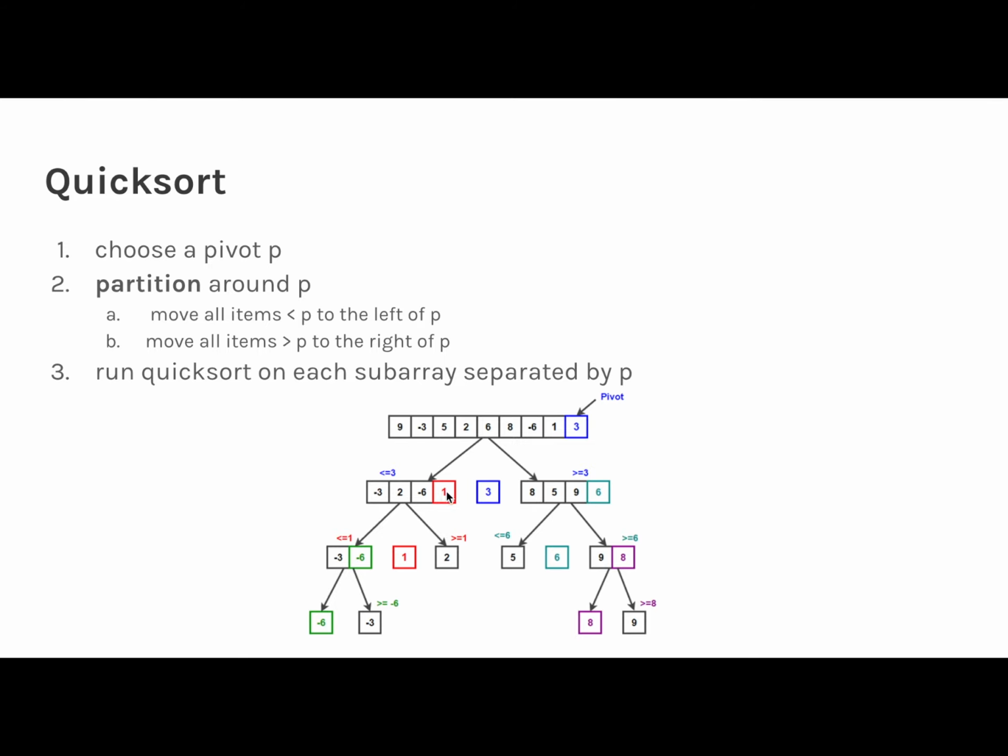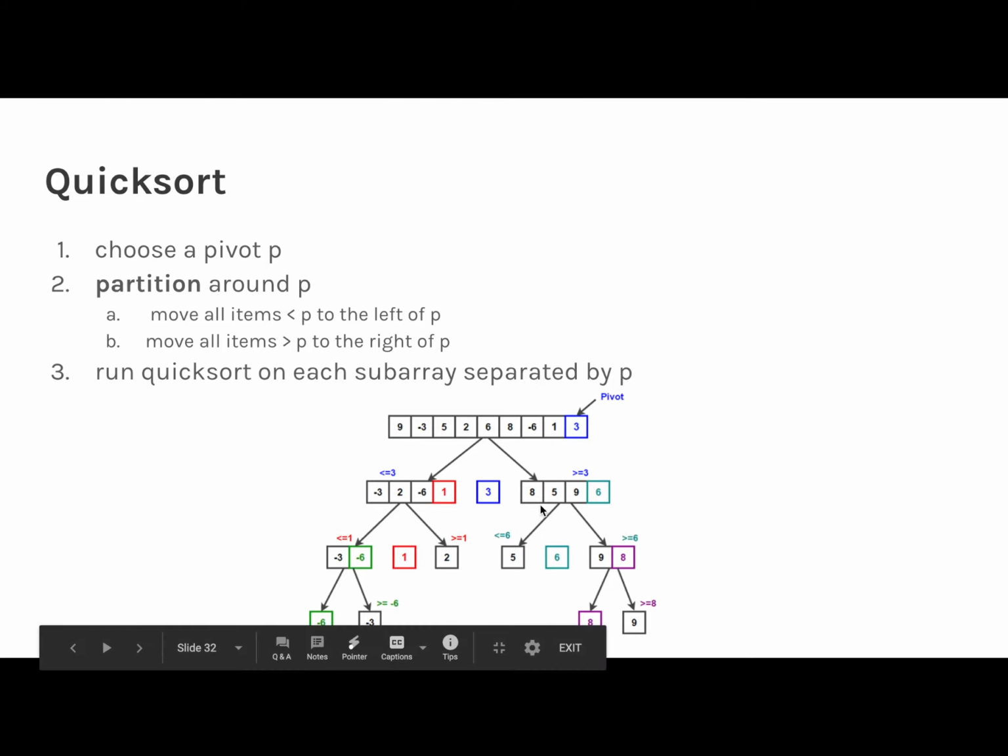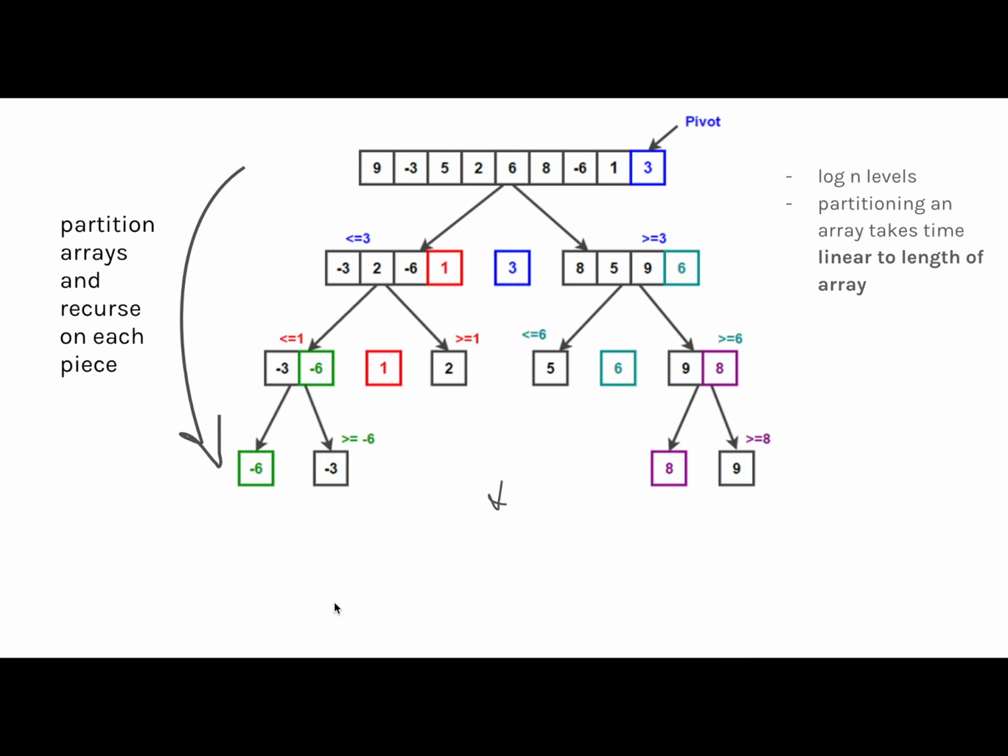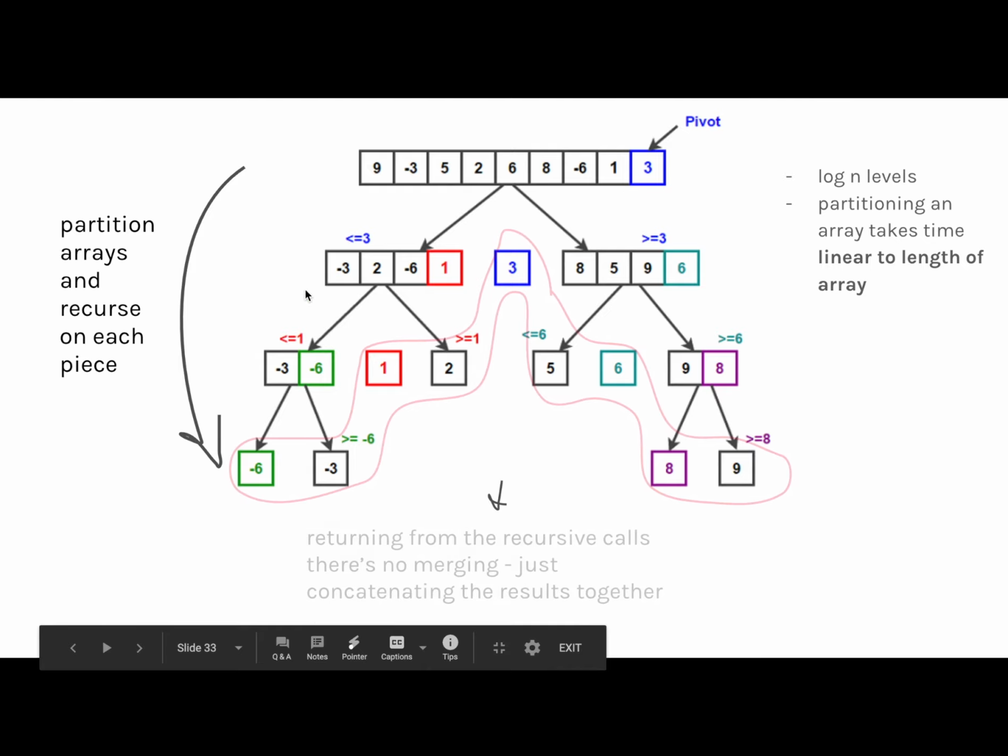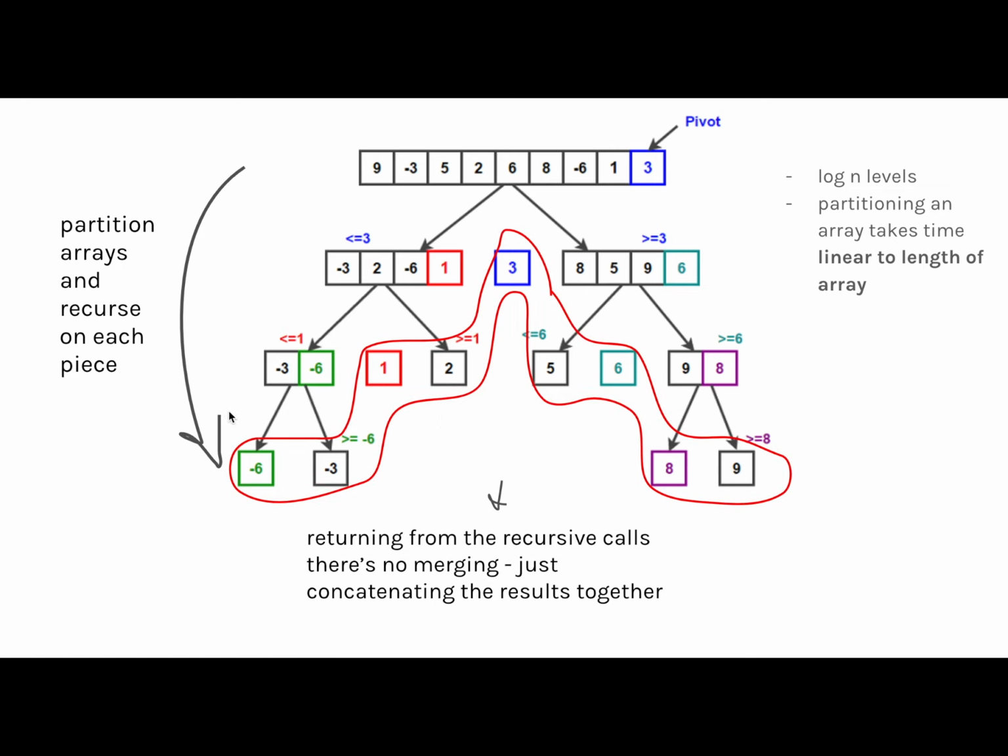So now for this new subarray, the pivot would be 1, you split it accordingly. Now the pivot would be 6, you split that, etc. Okay, so what's the runtime? Let's analyze this a bit. You partition the arrays and recurse on each piece, and then when you return from the recursive calls, there's no merging to be done because you've already done the sorting by arranging the elements around pivots. So you just have to concatenate your results together. That's what I've outlined in red. We just concatenate these base case values together and return them, and that's going to be a sorted array.